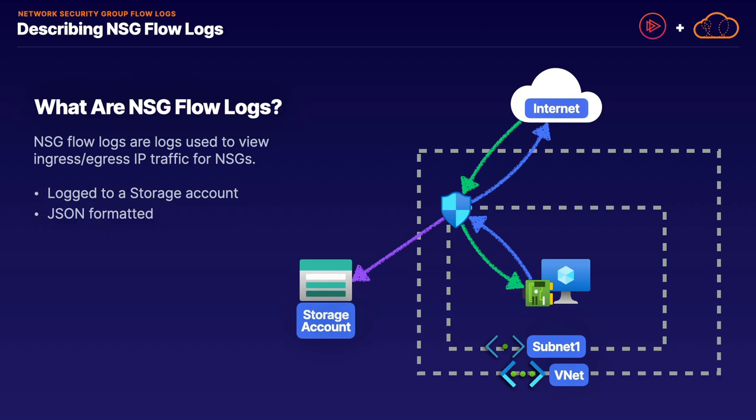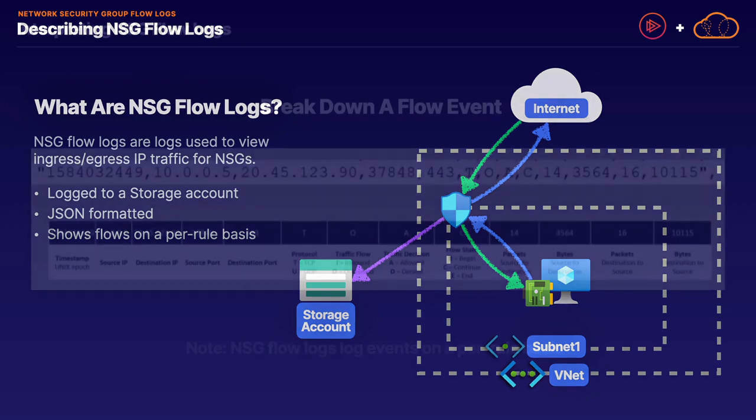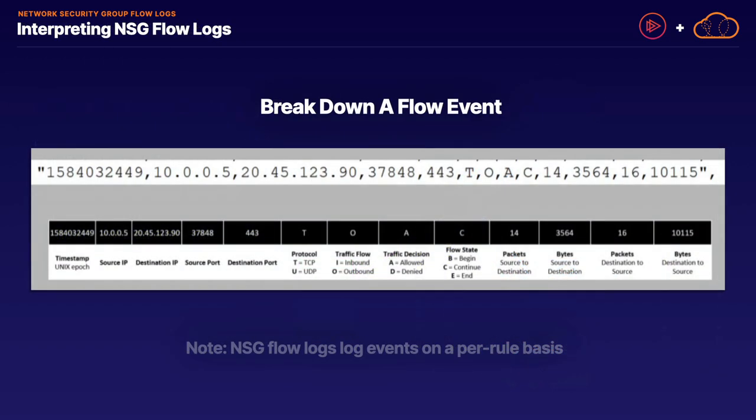Now, each of these flows is going to be shown on a per rule basis because the flow comes in through the NSG boundary and it matches with the rule that allows it either to continue or it ends that traffic right there. And we'll have that record of that flow in JSON format logged to that storage account. Now, this is specifically logging of IP traffic of our network security groups. And when we break down a flow event, this is what we get here.